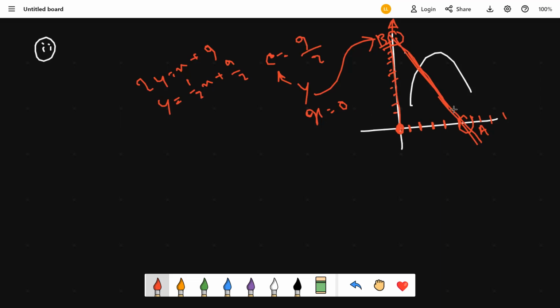That's one thing. Similarly, when they're asking us to find the value of A, simply, this is the x-axis, isn't it?